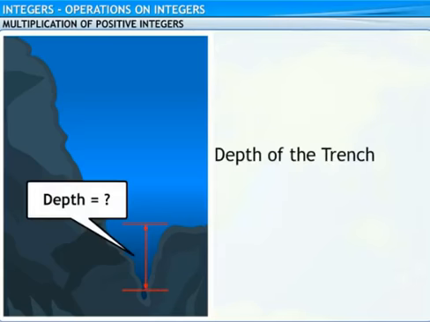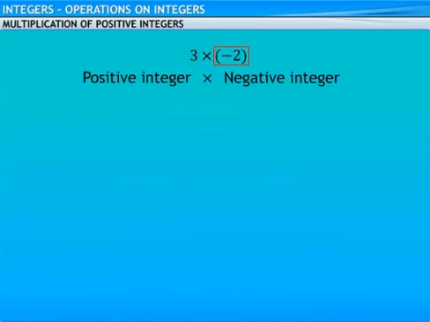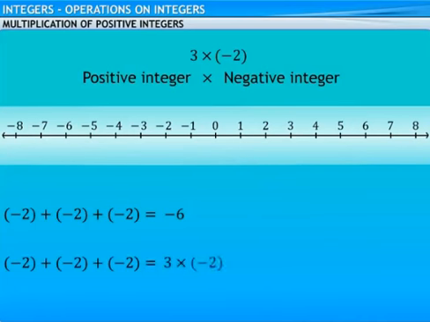To calculate the depth of the trench, you need to multiply 2 with minus 5,000 meters. Let's try to understand the multiplication of a positive integer with a negative integer with the help of smaller numbers, say 3 and minus 2. Take a look at the number line given here. You can see that minus 2 plus minus 2 plus minus 2 equals minus 6. But this equation can also be written as shown. From both the equations, you can see that 3 multiplied with minus 2 equals minus 6.